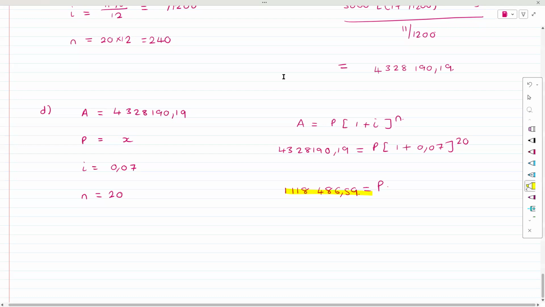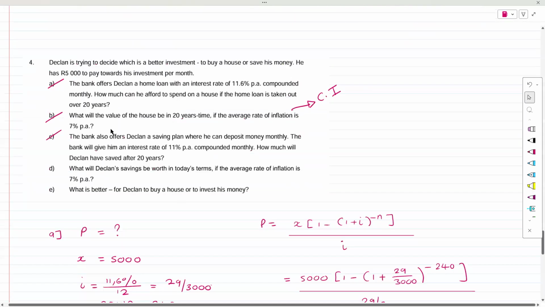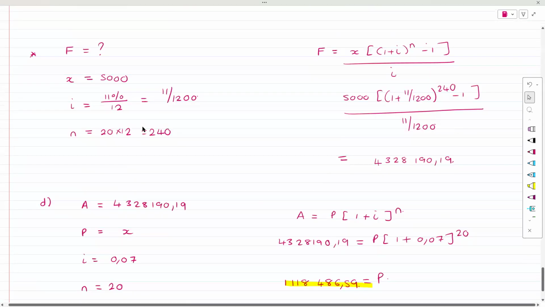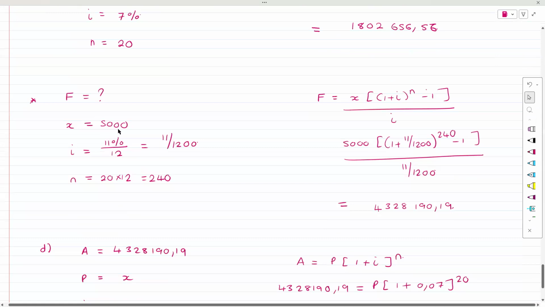Is it better? Honestly, is it better for this guy to buy a house or invest his money? From looking at this, I think it's better for him to put his money into annuity because he makes over 3 million rand, or makes more than 2 million rand, rather than buying the house.